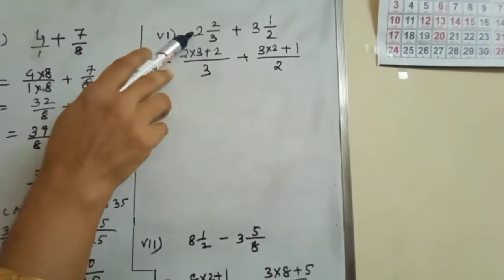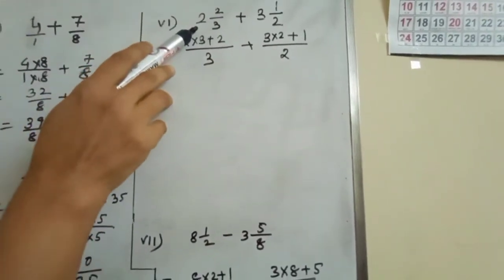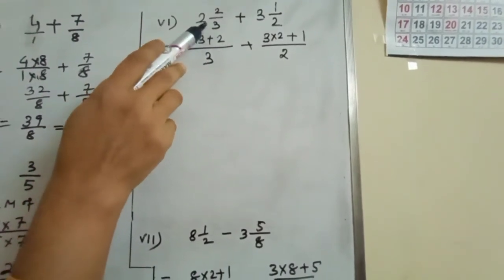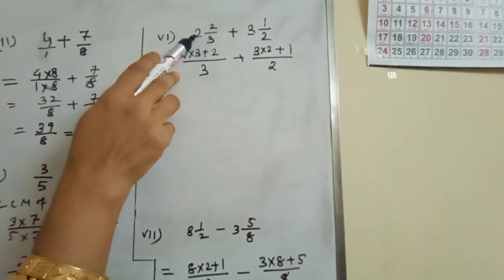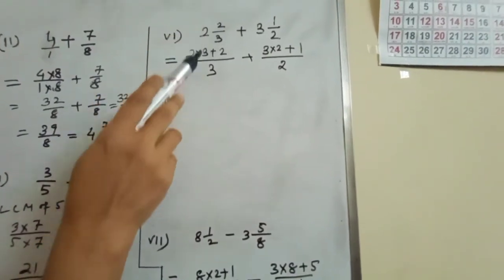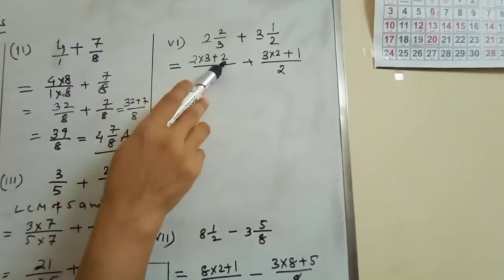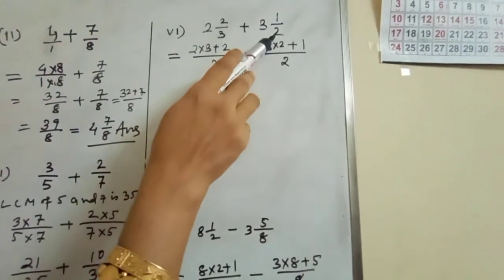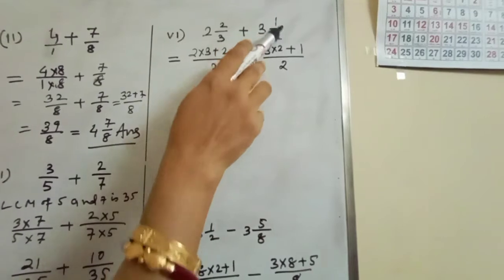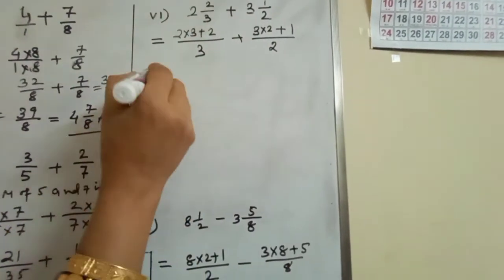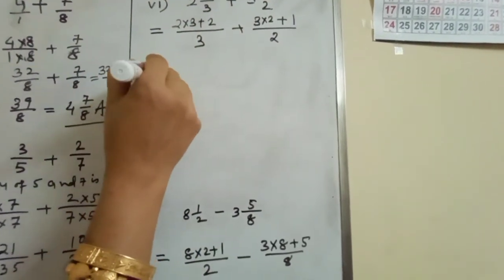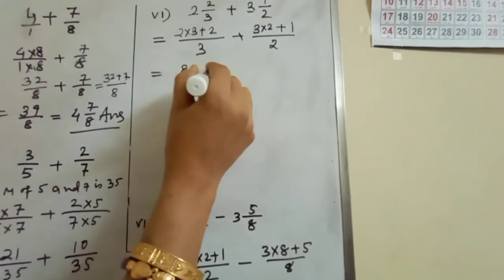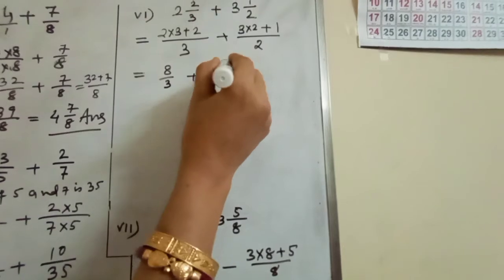Now, how to make a mixed fraction into an improper fraction? 2 3s, you have to multiply these two numbers and then add the numerator. So 2 into 3 plus 2, over the denominator. What is the denominator? 3. So 3 twos are 6 plus 2, 8 by 3, plus 2 threes are 6 plus 1, 7 by 2.